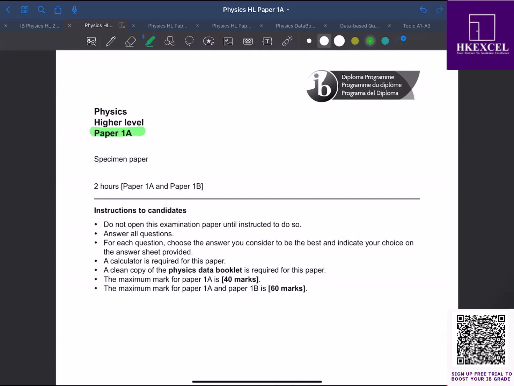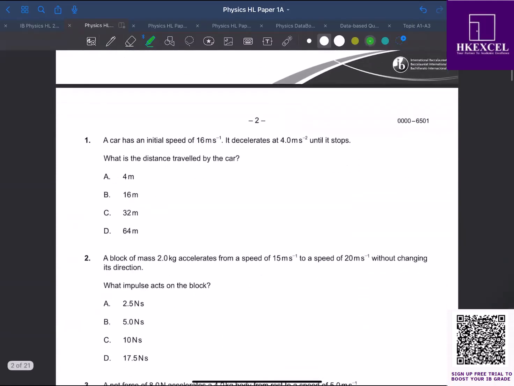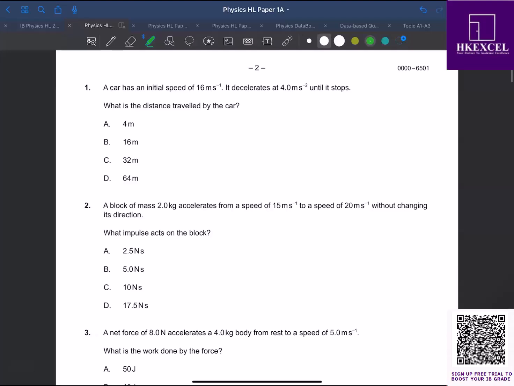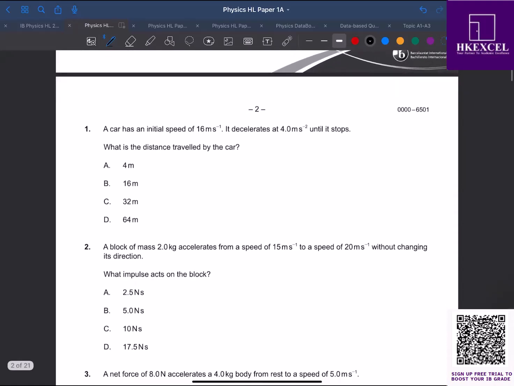So this is the paper 1A specimen paper. You're given 2 hours in total, and paper 1A is 40 marks. Okay. For each MCQ, you're given 4 options. Now, technically, you don't need 2 minutes per question. I would strongly recommend spending about 1.5 minutes.